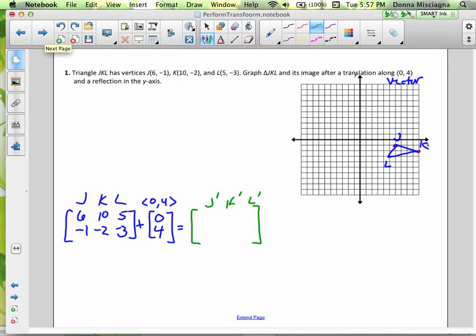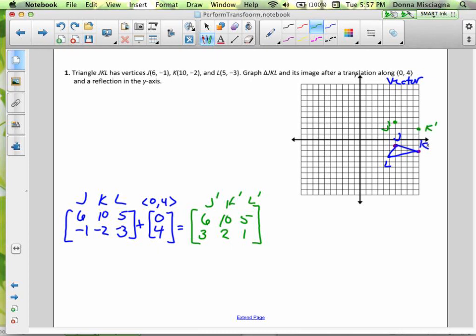All right, so now we're going to change our points according to the vector. So x doesn't change at all. That's just going to be 6, 10, 5. And then if we add 4 to all of our y coordinates, that's going to be 3, 2, and 1. So let's graph that. 6, 3, 1, 2, 3, 4, 5, 6, 1, 2, 3. There's J prime. And 10, 2.